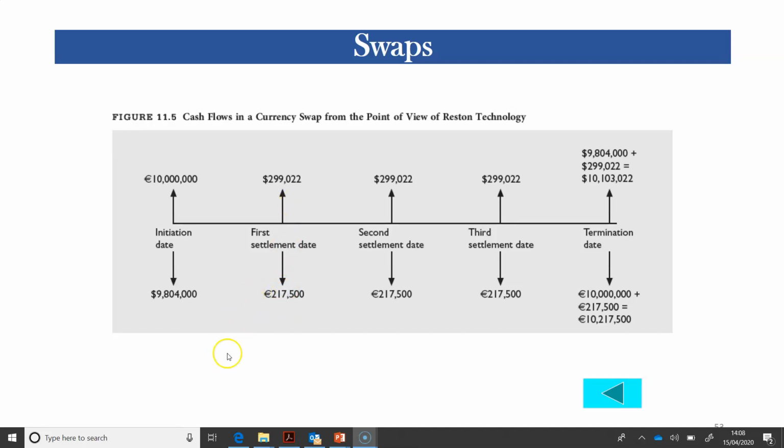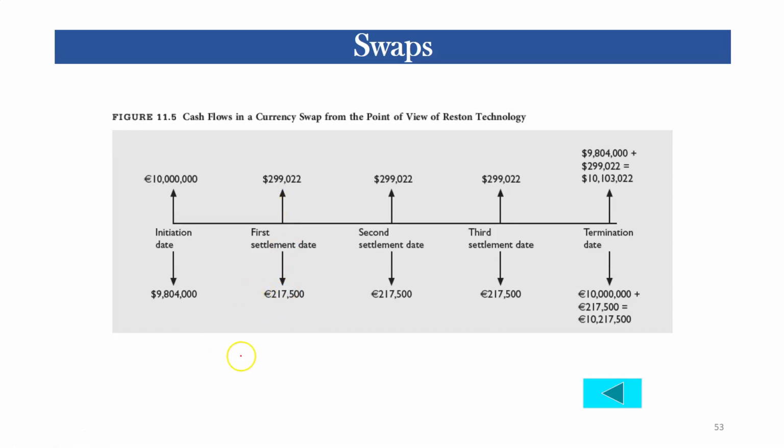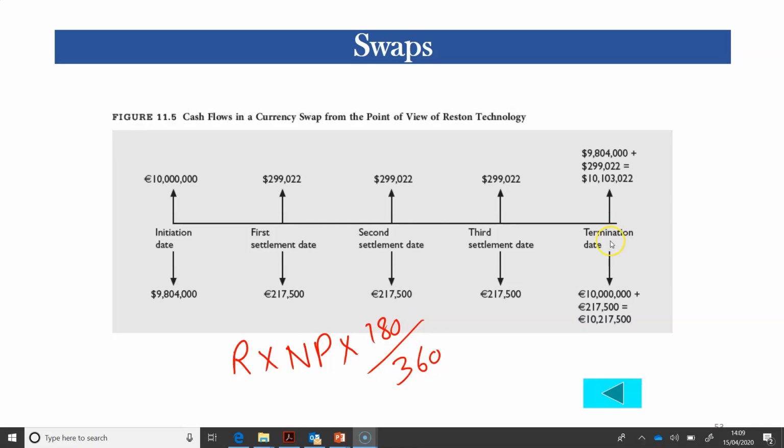The payments are calculated as the interest rate in the given currency multiplied by the notional principal in the given currency multiplied by 180 days, that is semi-annual, divided by 360 days in the year. Finally, on the last settlement date, which is the termination date of the swap, the principal amounts are returned along with the final payments for interest. This marks the end of the swap.